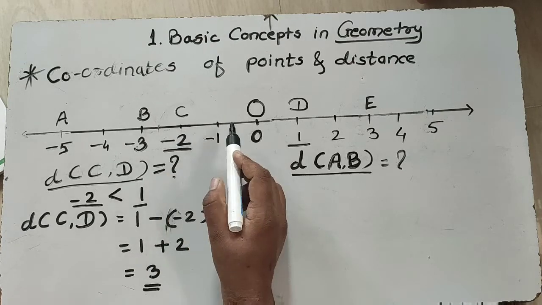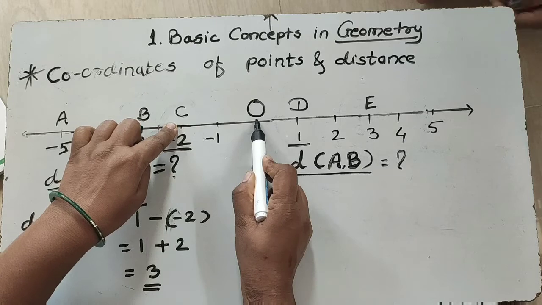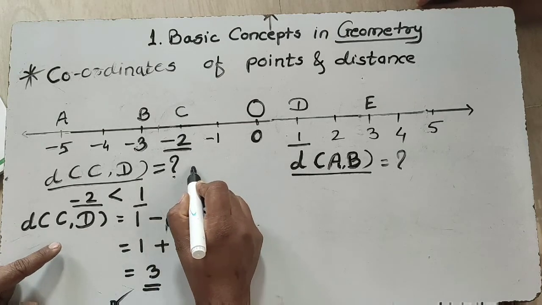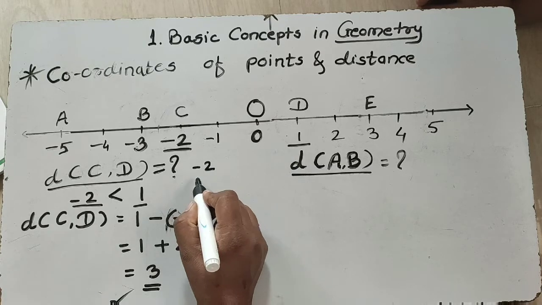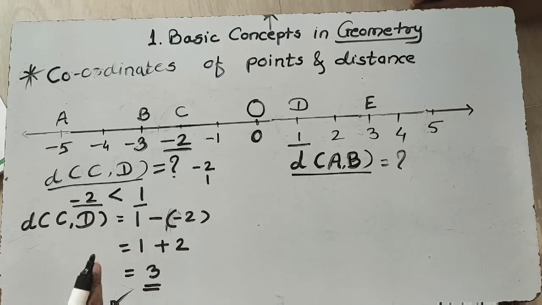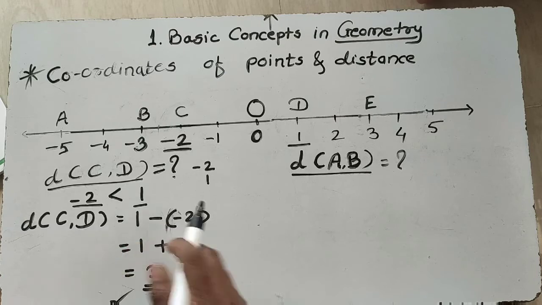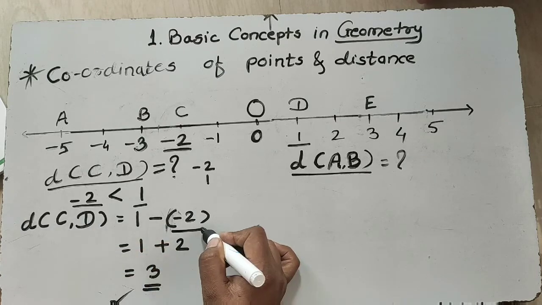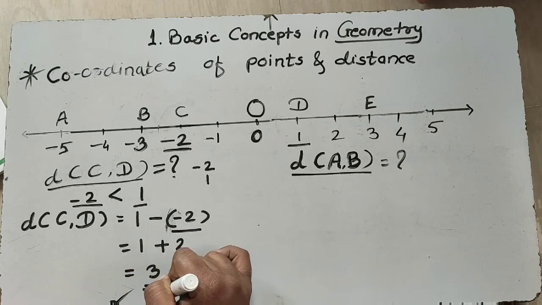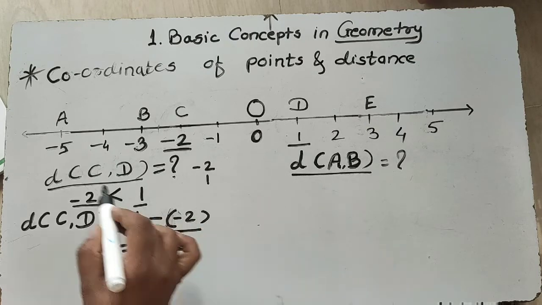If you see here, the distance between C and D is this: 1, 2 and 3. This much distance is coming, which means our answer matches the picture. The coordinate of point C is minus 2 and the coordinate of point D is 1, so 1 is greater than minus 2. Always, a positive number, even when it is small, is greater than the greatest negative number. So the distance between C and D is 1 minus (minus 2), where minus 2 is the coordinate of point C and 1 is the coordinate of point D, and if you do this you will get the distance. In the same way we will find the distance of A and B now.